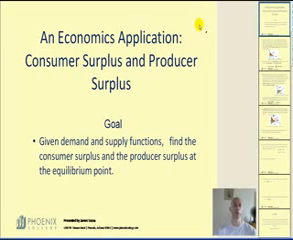An economics application: consumer surplus and producer surplus. Our goal today is, given demand and supply functions, to find the consumer surplus and producer surplus at the equilibrium point.